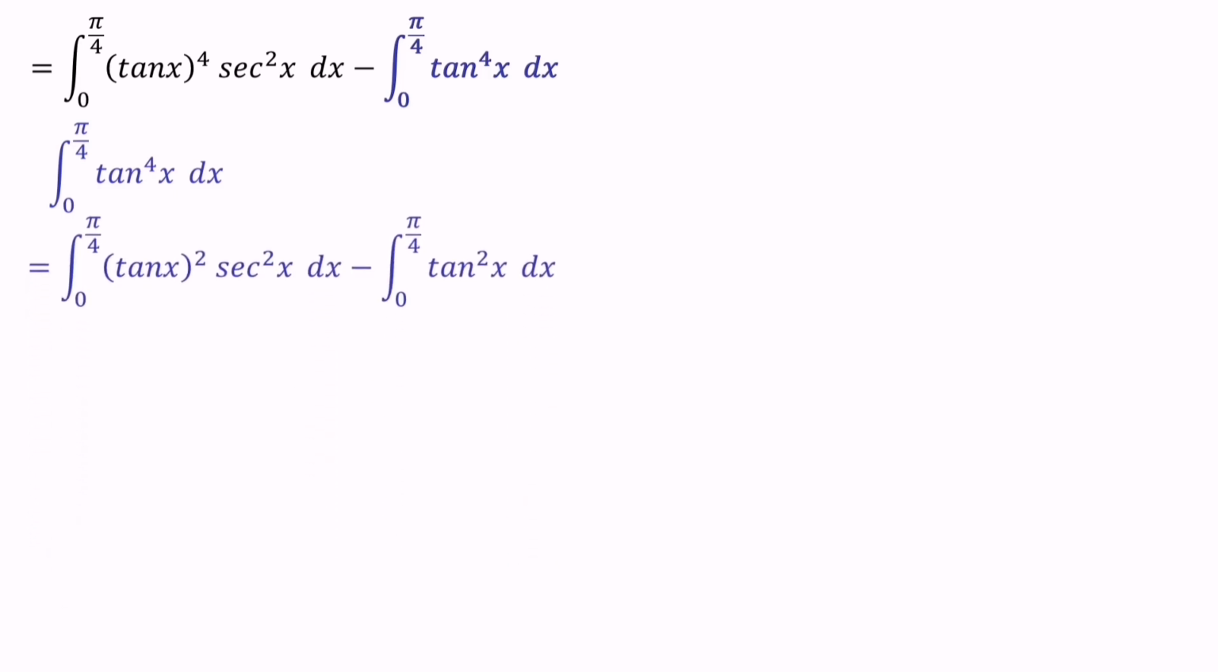Integral of tan squared x we can write as integral. Instead of tan squared x, we can write sec squared x minus 1. After that, we can consider the integral sign separately.